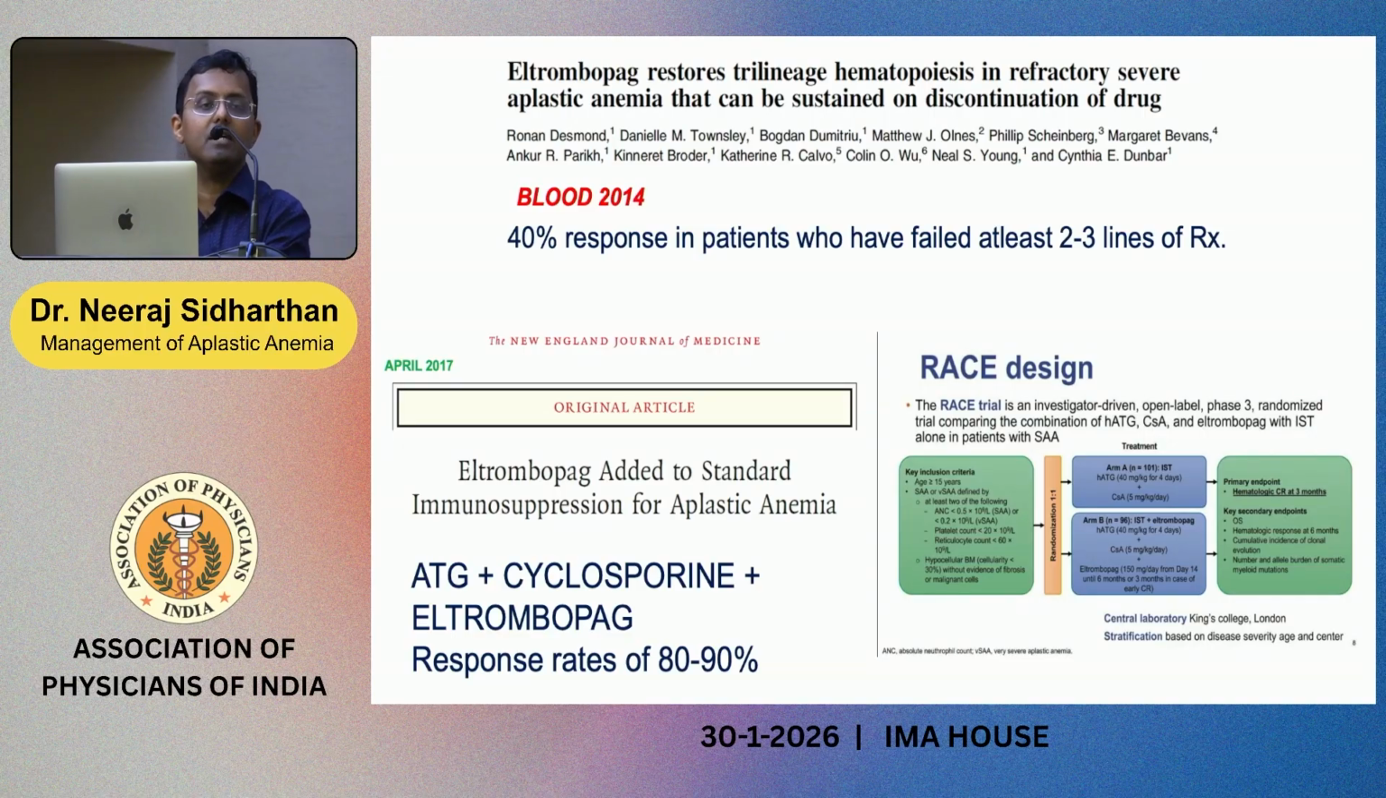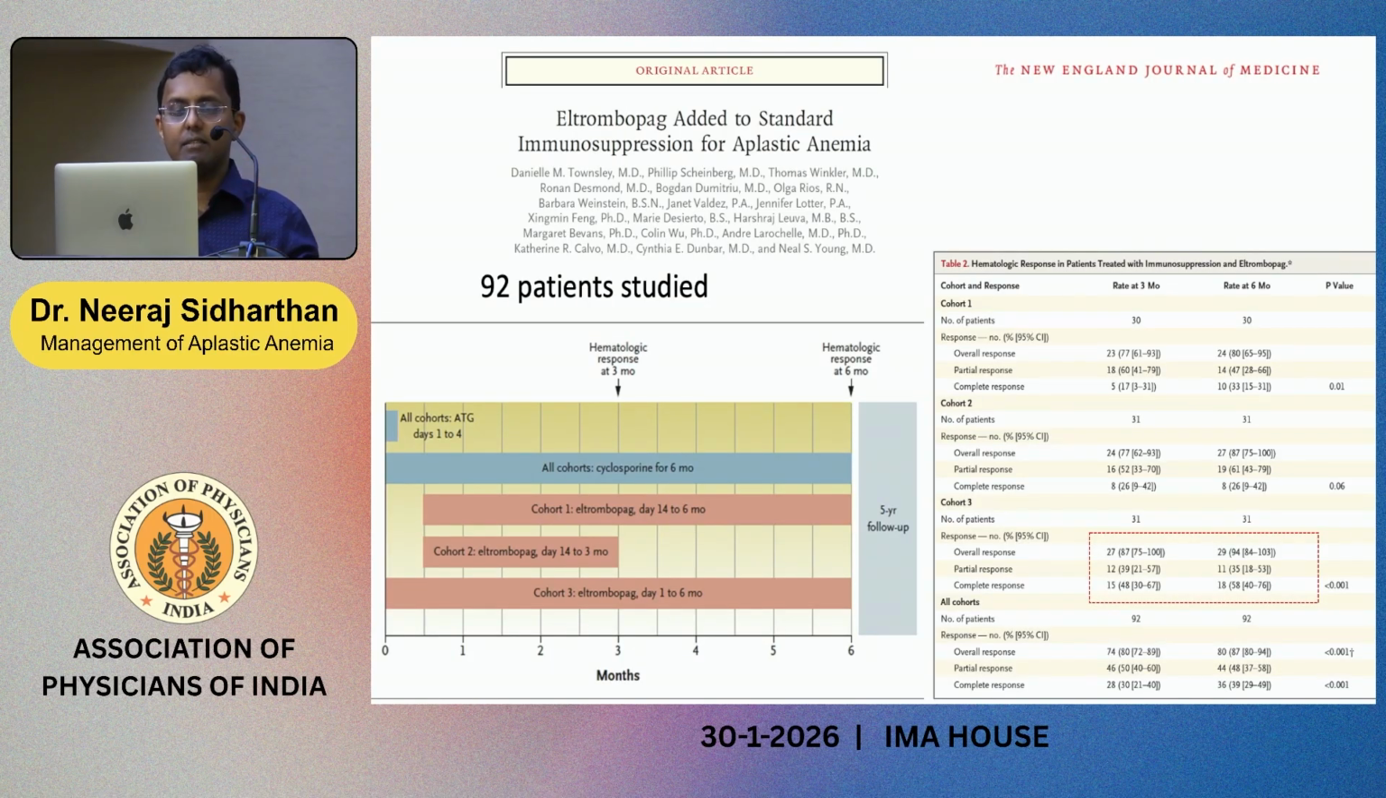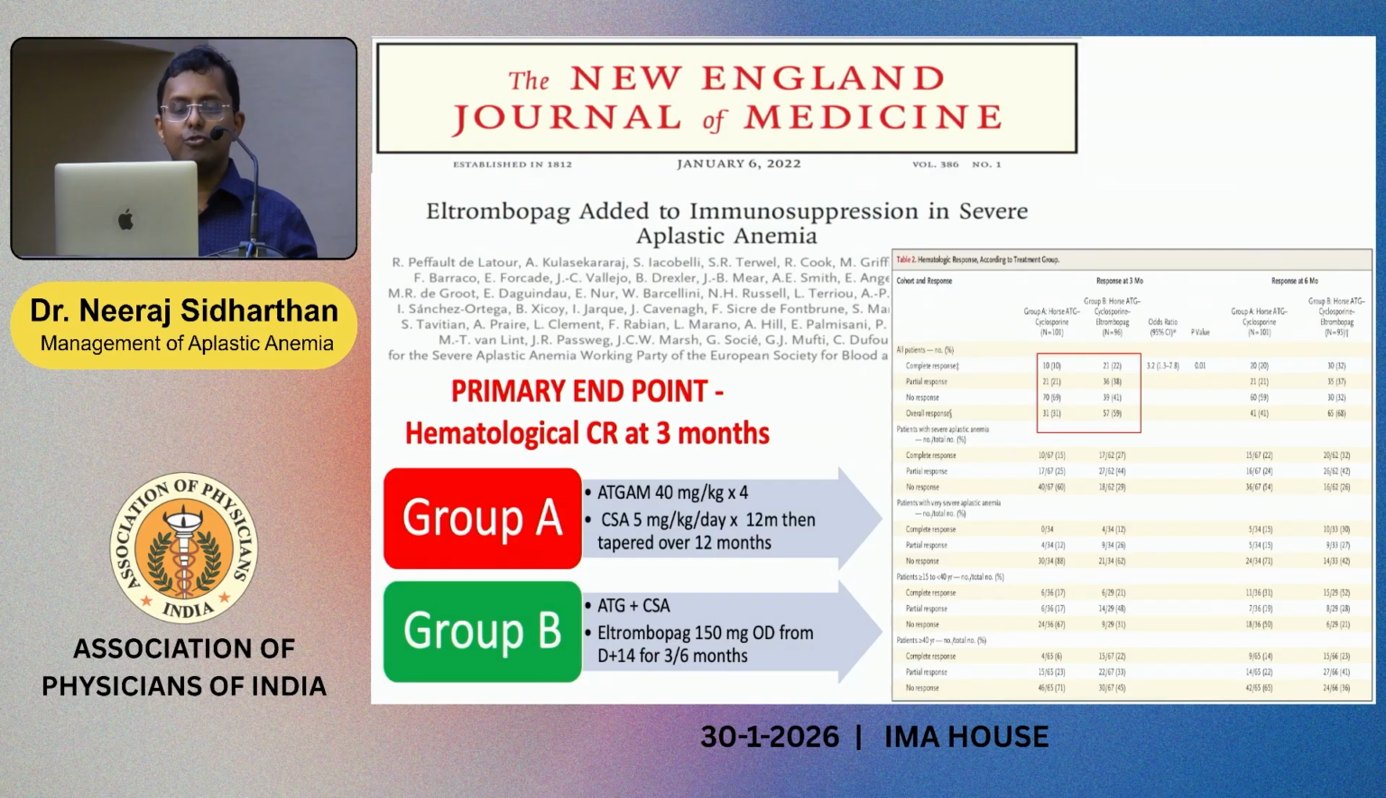Eltrombopag was actually approved for ITP at 50 milligrams, and now it is being used for aplastic anemia at 150 milligrams per day dose. Initially, the proof of principle came from the single agent study, and then they combined it with the immunosuppressive agents, that is ATG plus cyclosporine. So now it is called ACE therapy: ATG, cyclosporine, eltrombopag. And now this is the standard of care. And then of course, you start eltrombopag from day one, and the response rate has gone up to 70 to 80% with this combination.